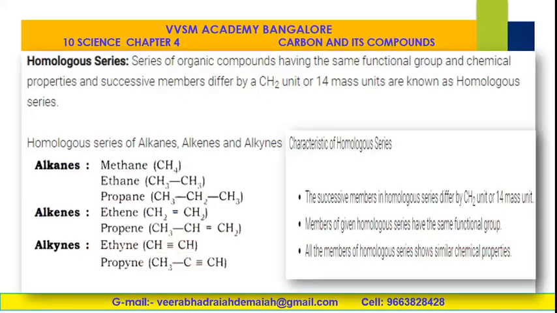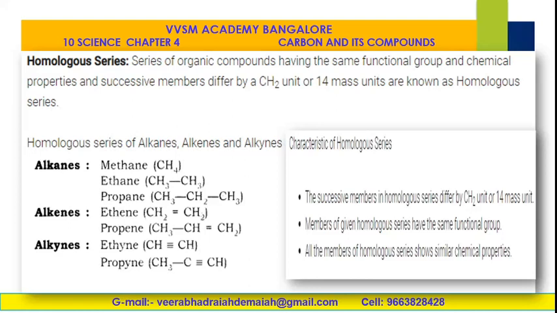Now, coming to another aspect, that is the homologous series. What is meant by homologous? You know, my dears, homo means same, belonging to the same family, the same category. A series of organic compounds having the same functional group and chemical properties, whose successive members differ by a CH2 unit, or 14 mass units, is known as a homologous series. Homologous series of alkanes, alkenes and alkynes.